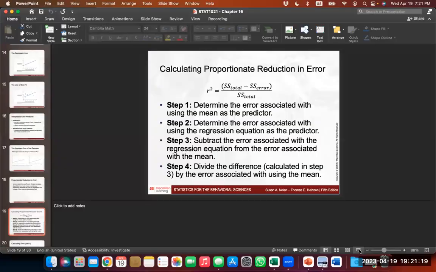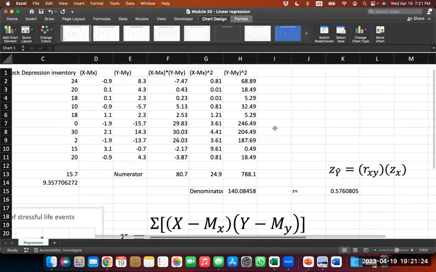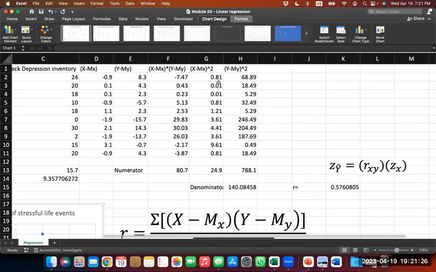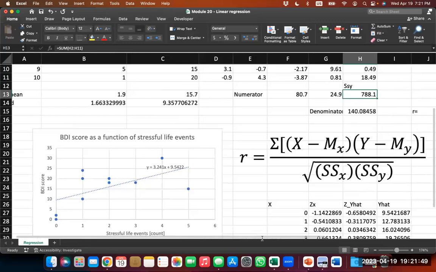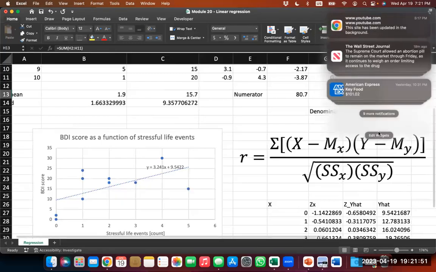Okay, so back to this. We know now the sum of squares y, we know already. That's this one, so that's our total variability. That's the total error, because the y minus mean of y is basically quantifying the error if you would have used a flat line. That is your total variability. That's your total error.